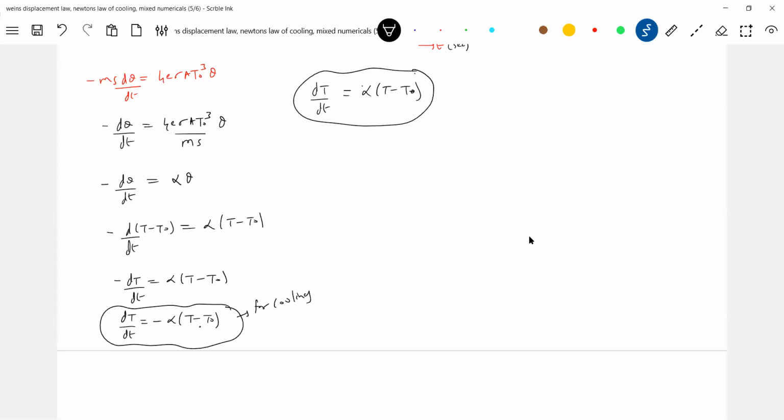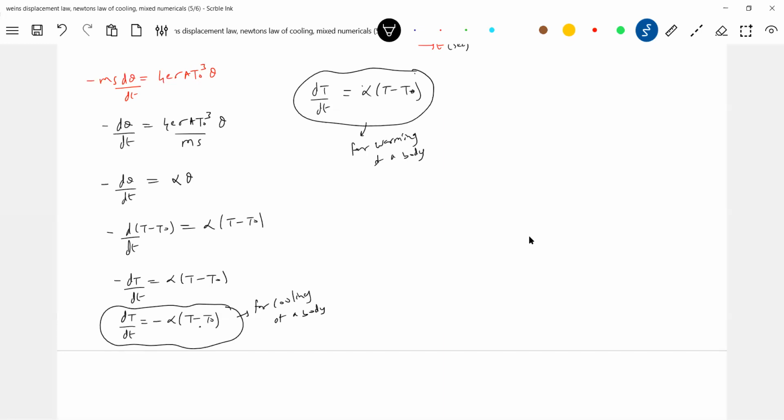What is alpha? Alpha is 4e sigma A T naught cubed by ms. This is for warming of a body. Means if the temperature of the body increases, use this formula. If the temperature of the body decreases, use this formula. So there is one thing this is suggesting here now.